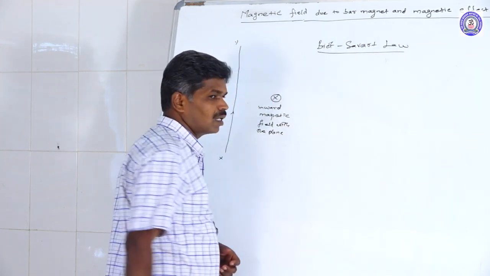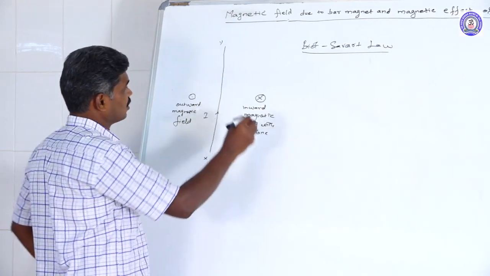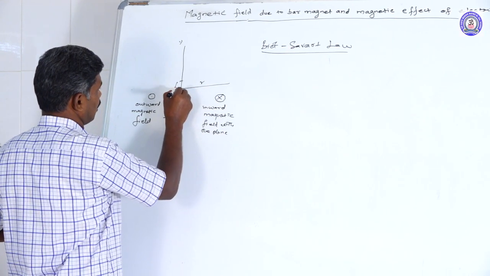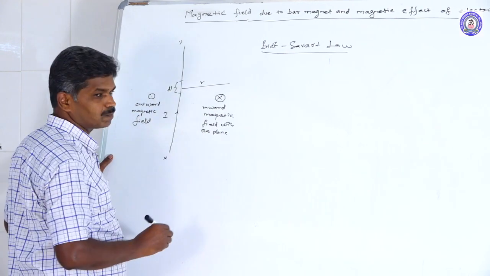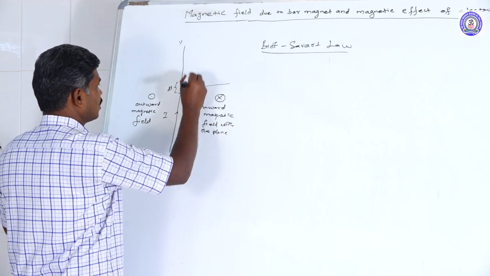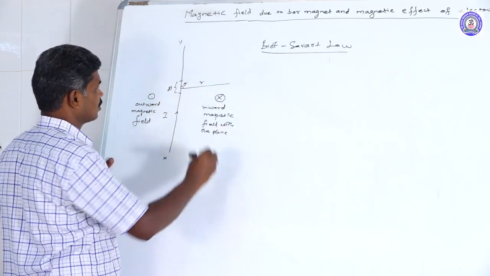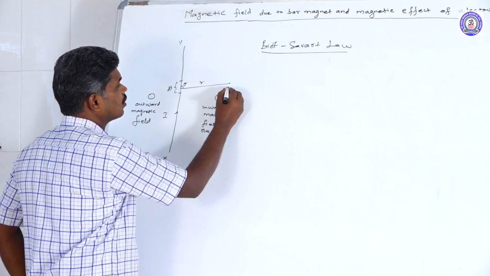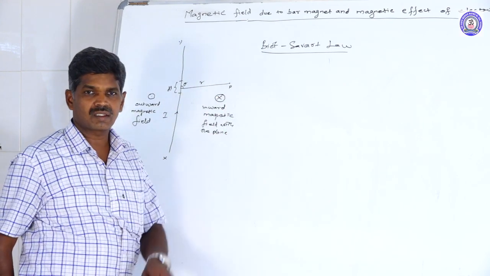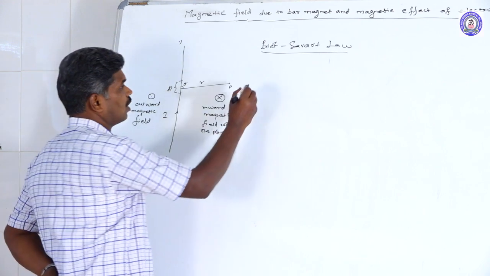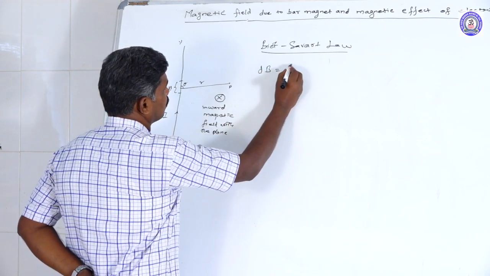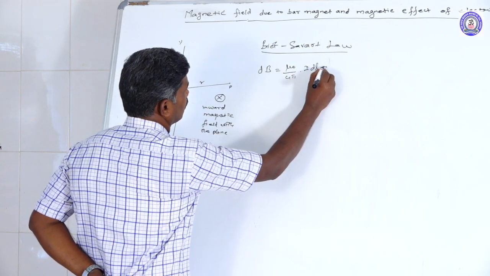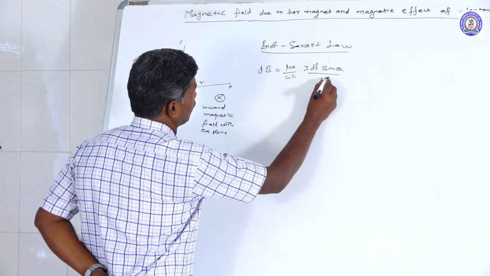Based on the Biot-Savart law, we have the magnetic induction at a certain distance point, and there is a small length element dl, which makes a certain angle theta with the line joining. Through that, current I ampere flows. At this point P, we want to find the magnetic induction. We have the formula dB equal to mu naught by 4π into I dl sin theta divided by r square.